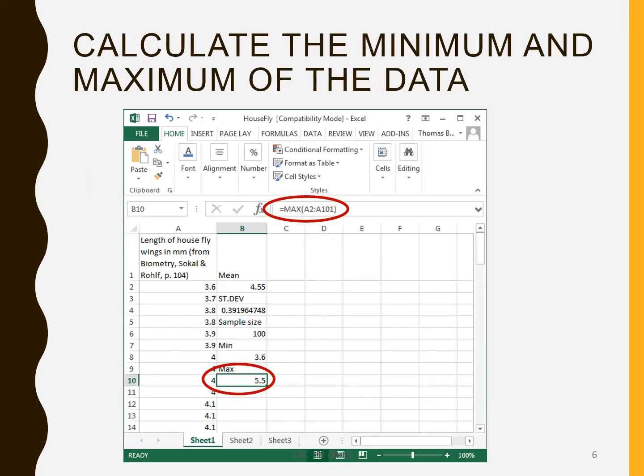Recall that when making a histogram, the data is broken up into bins and the bins span the range of the data. So toward this end, we must know the range of the data. And so we are calculating the minimum and maximum of the data.